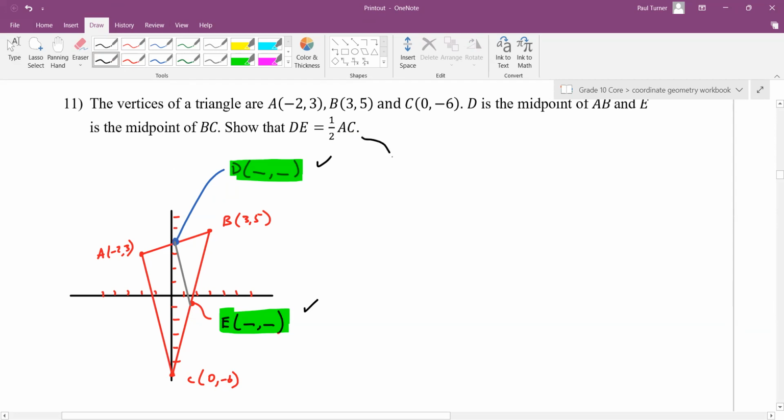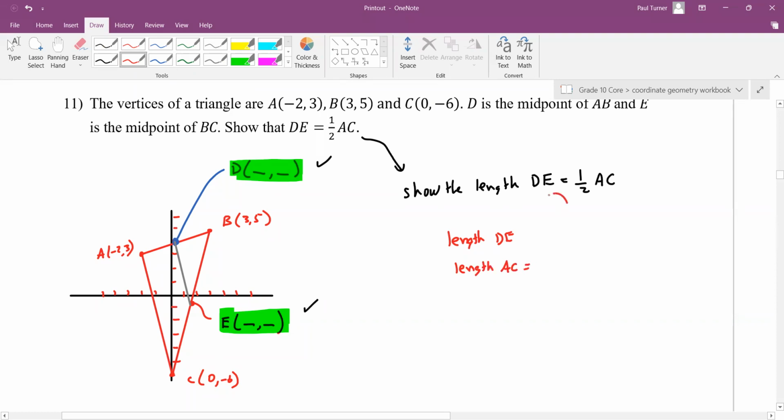But for this one, show the length DE is half times AC. That means you need to get both of the lengths and show me that this rule here is true. So you find length DE and you find length AC.